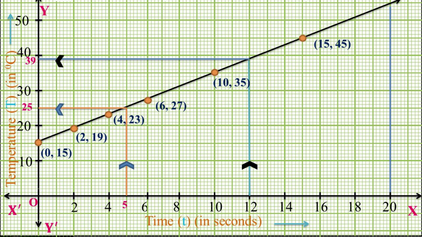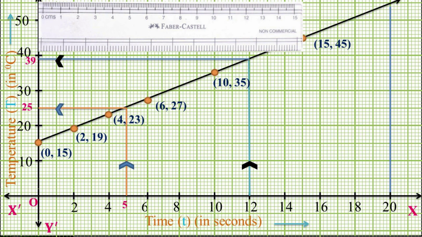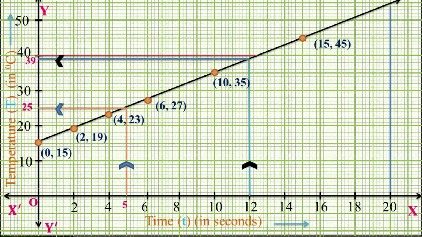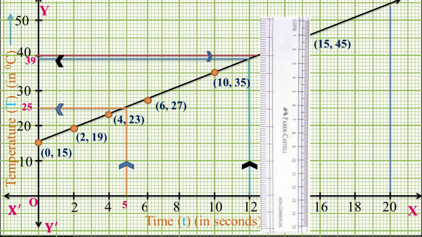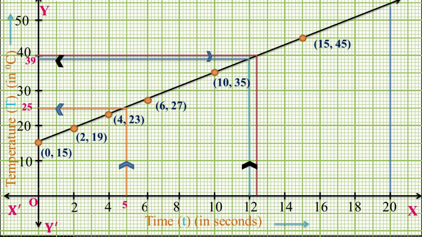Now we find the third question answer. We can mark 40 degrees Celsius on the y-axis. Draw a horizontal line. The line meet on the straight line. Now we draw a vertical line. The line meet on the x-axis at 12.5 seconds. So, when the temperature is 40 degrees Celsius, then the time is 12.5 seconds.